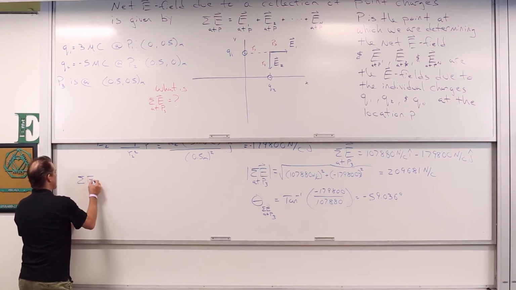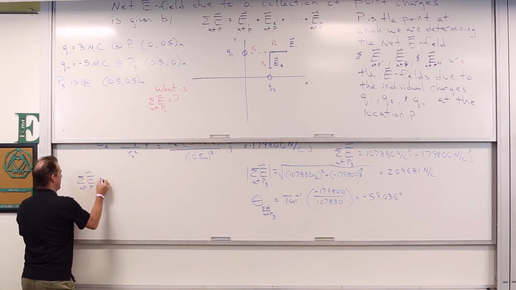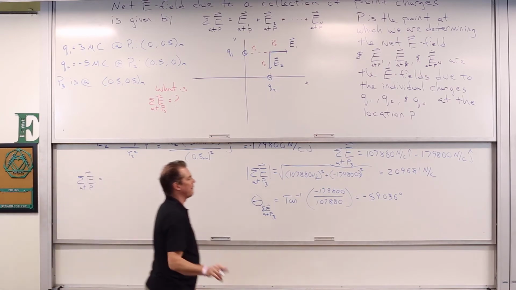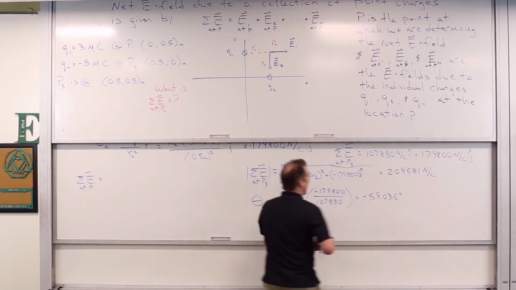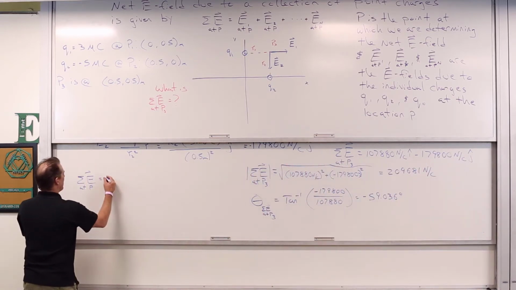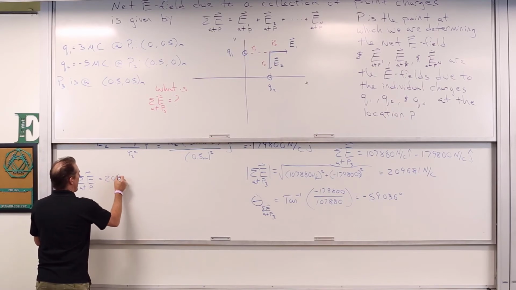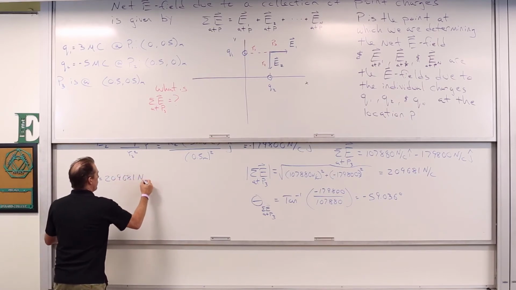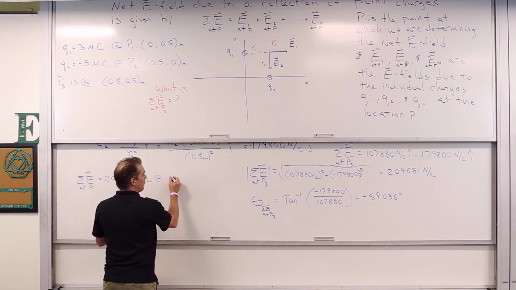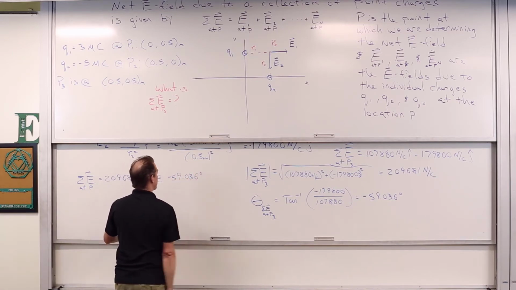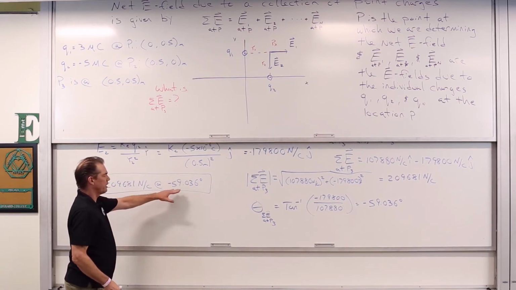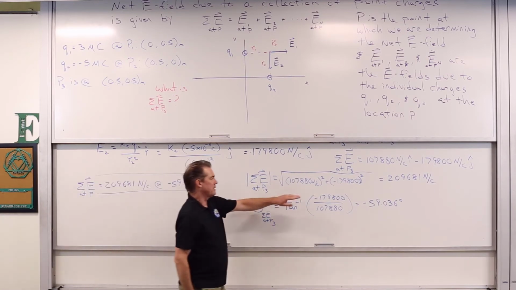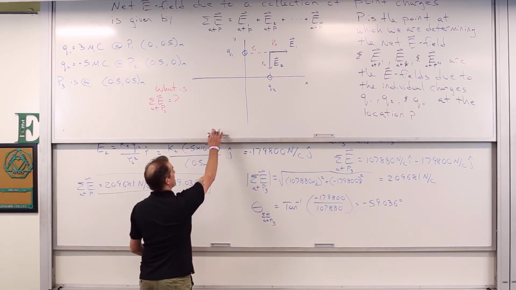Well, we can write that the sum of E hat at point P is equal to, we could start rounding stuff off to 3 significant figures if we wanted, or we could just keep it like this. I'm just going to keep it, write this as 209,681 newtons per coulomb at an angle of negative 59.036 degrees. And then we can go make sure that that makes sense. Do we need to add 180 degrees onto this? Well, not according to this, because the x component is positive. It's just the y component that's negative.